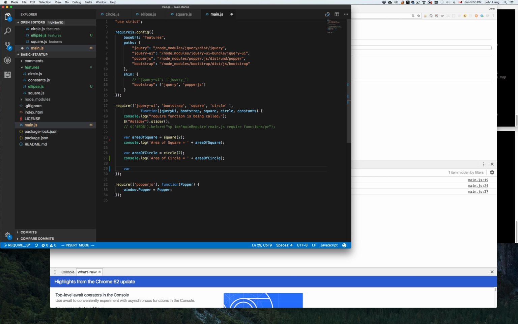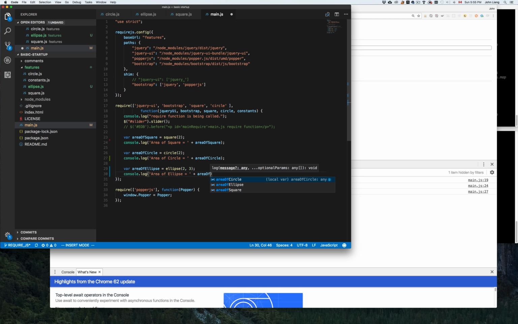Alright, so variable area of ellipse equals to ellipse, A and B. Let's make it 2 and 3. Console.log area of ellipse equals to area of ellipse. Okay.